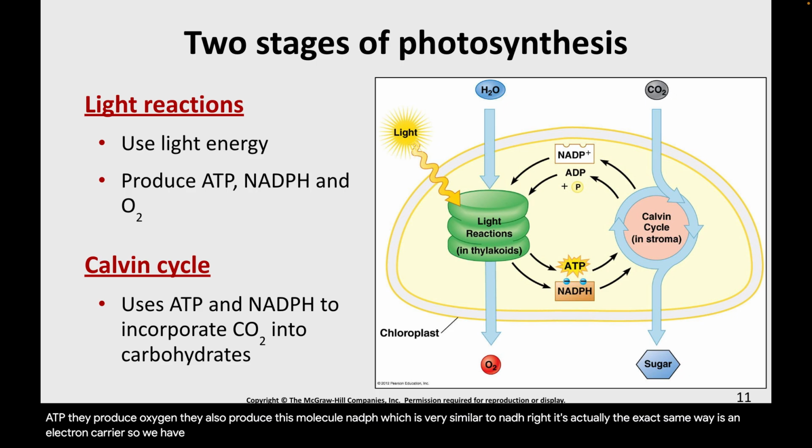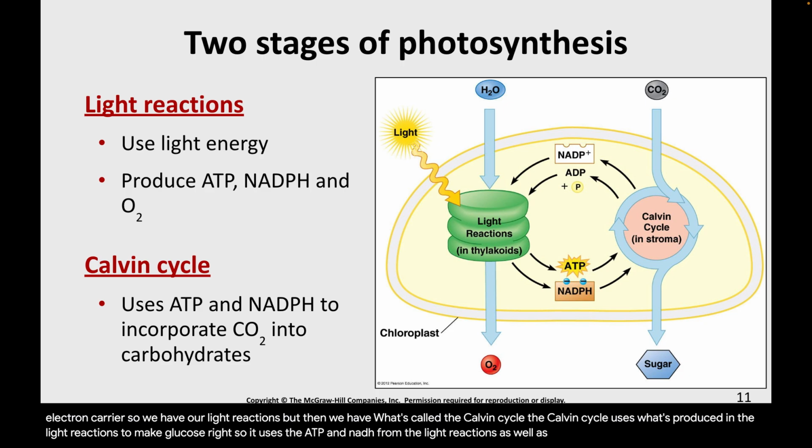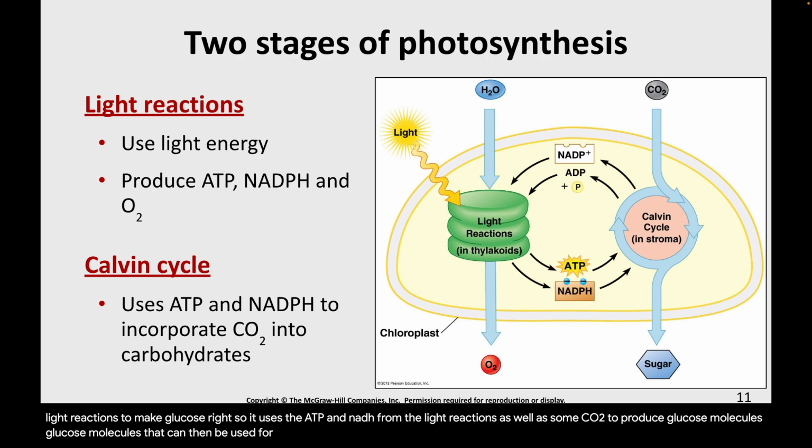So we have our light reactions, but then we have what's called the Calvin cycle. Often it's called the dark reactions because you don't need sunlight for it to occur. The Calvin cycle uses what's produced in the light reactions to make glucose. So it uses the ATP and NADPH from the light reactions as well as some CO2 to produce glucose molecules. Glucose molecules that can then be used for cellular respiration in other parts of the plant.